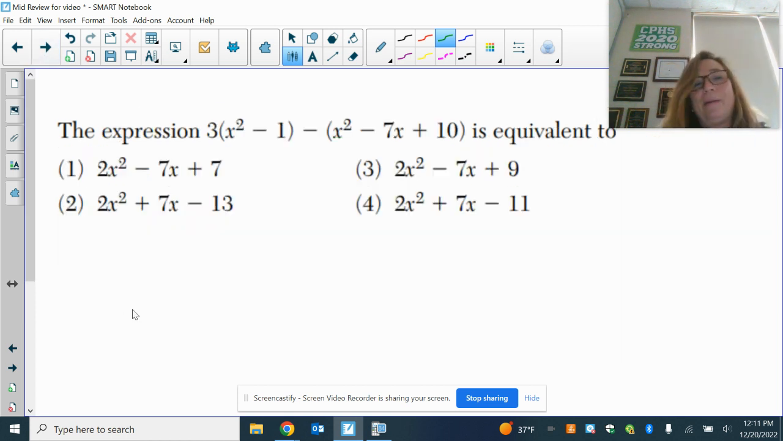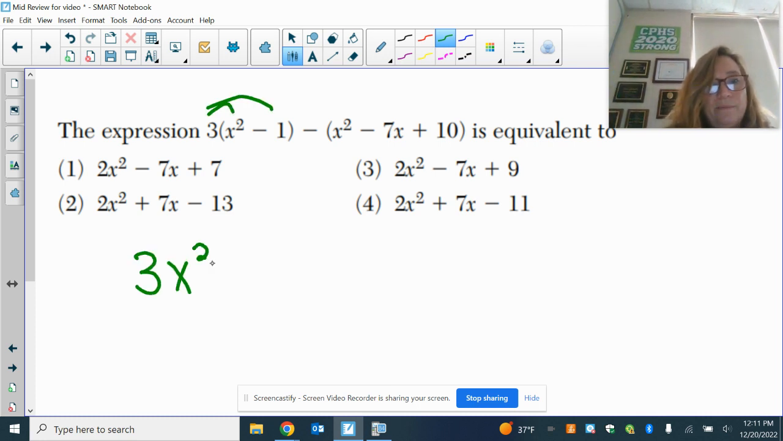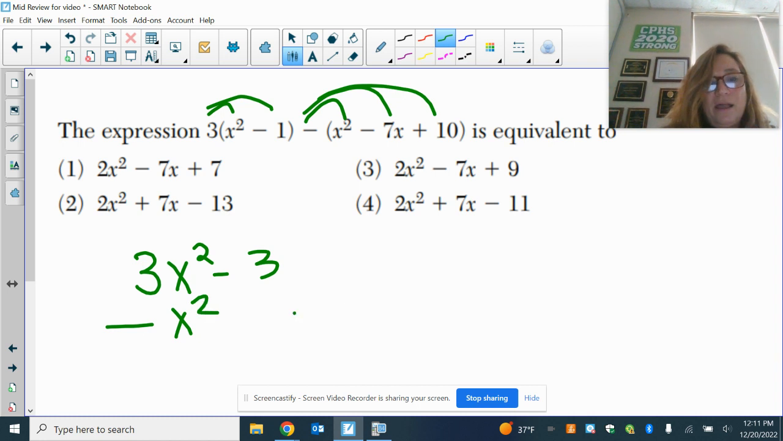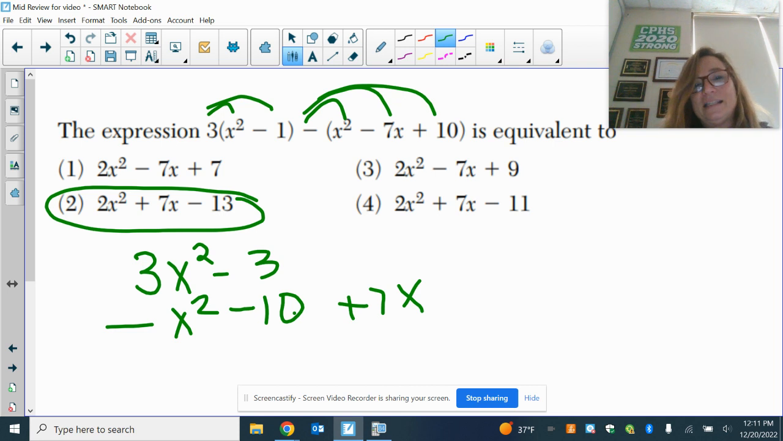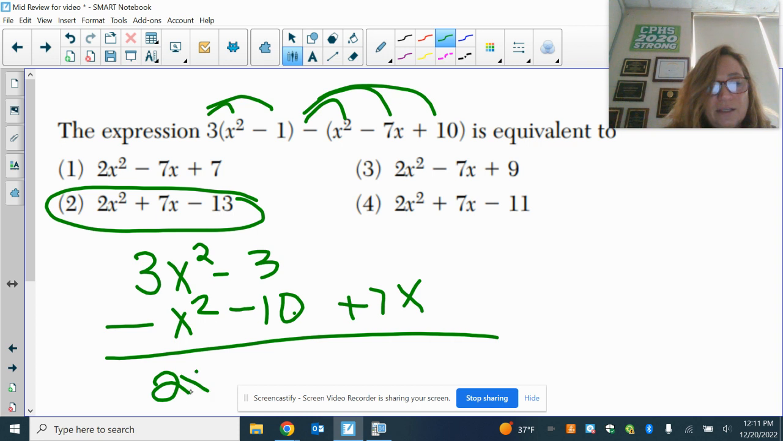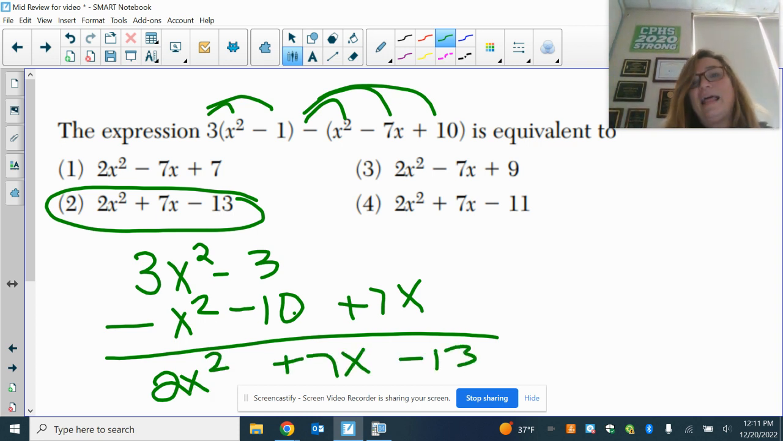Okay, a little bit of polynomial fun. So this is the distributive property. So it's 3x squared minus 3. This is also the distributive property. So it's minus x squared plus 7x minus 10. I know it looks weird, but I wanted the 10 near the negative 3. That's going to give me negative 13. So this is definitely the answer because 2x squared plus 7x would come next, minus 13 would come last. The constant is last. That's called standard form.